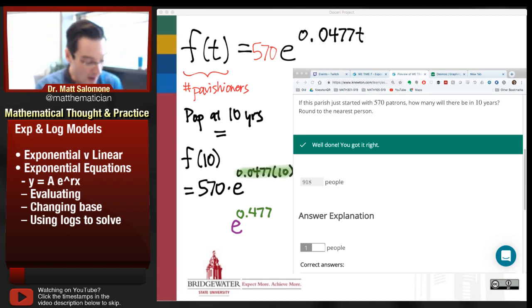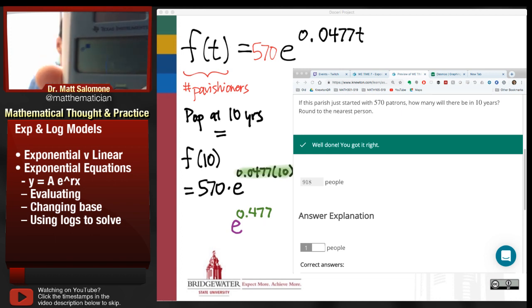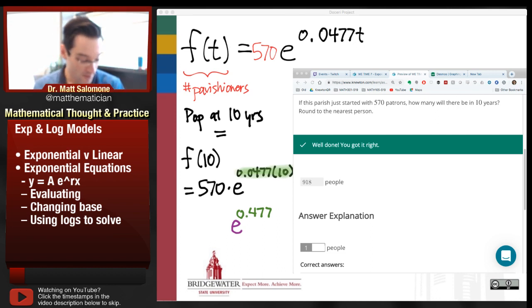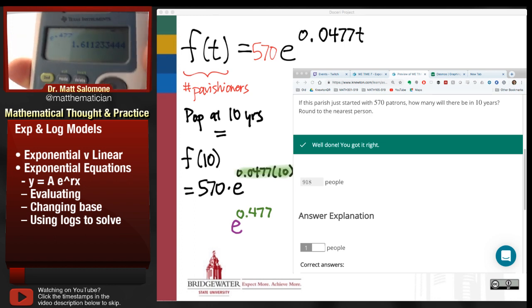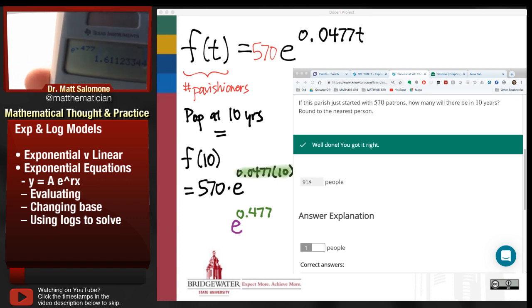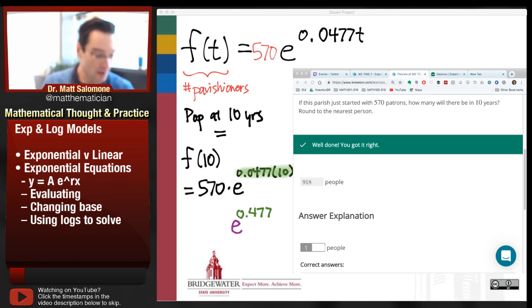So what I would need to do is press e to the, and on my calculator it actually shows up as e with a little blank exponent up there, and then type 0.477. And I enter that in, and I get a decimal that looks like this, 1.6112. Right? So the value of that is approximately 1.6112.